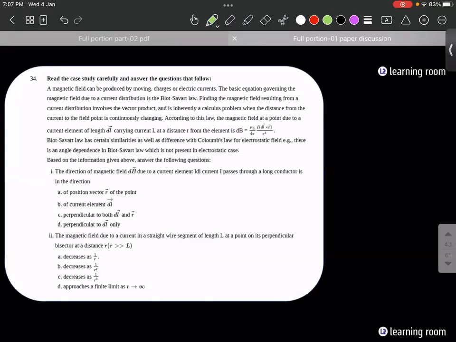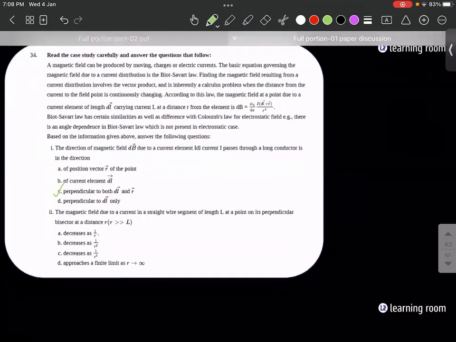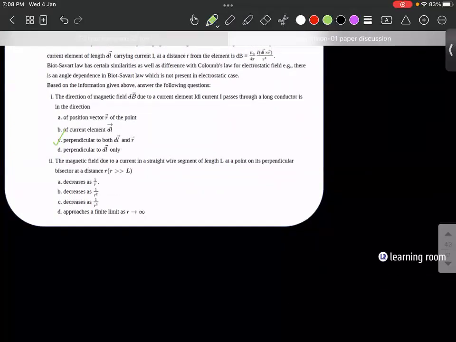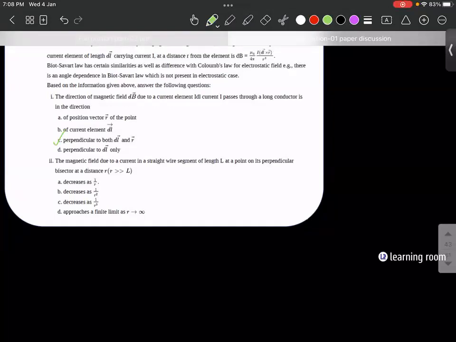So I'm not reading the passage. Tell me what is the answer for the 34th. The direction of magnetic field due to a current is in the direction perpendicular to both dl and dr. The magnetic field due to a current in a straight wire of length l at a point on its perpendicular bisector at a distance r is inversely proportional, what happens? It's option B. Option D. No, sir, B for ball.